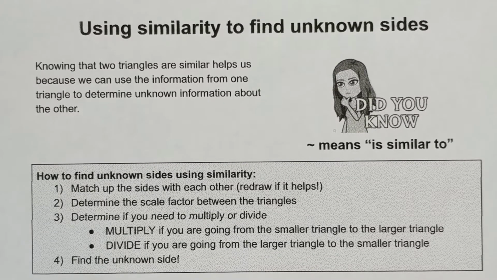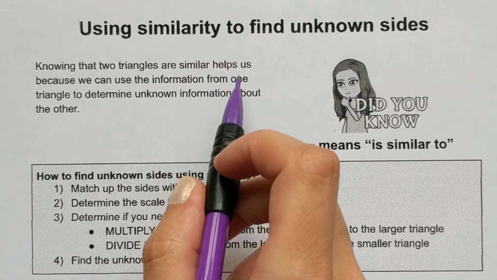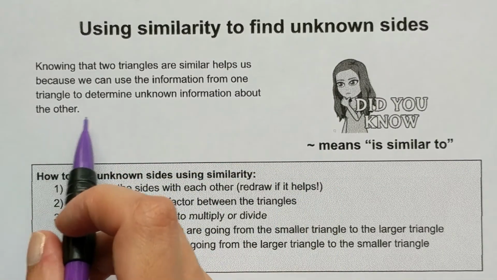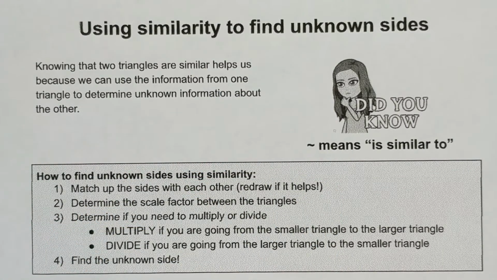Okay, let's talk about using similarity to find unknown sides. Essentially, knowing that two triangles are similar helps us because we can use the information from one triangle to determine unknown information about the other.